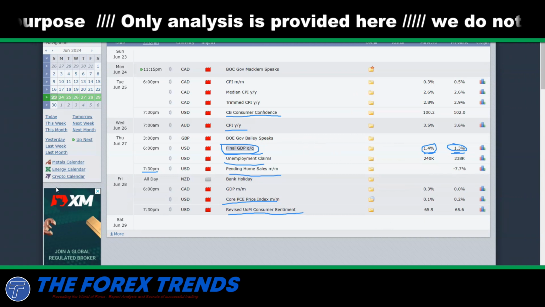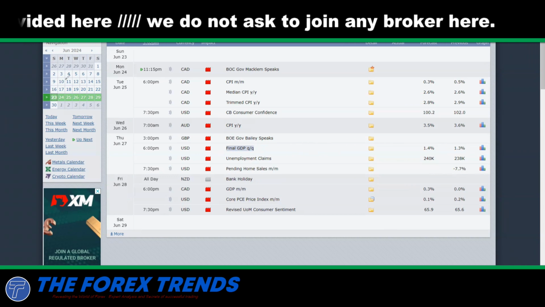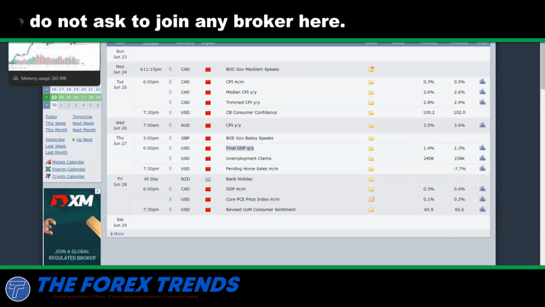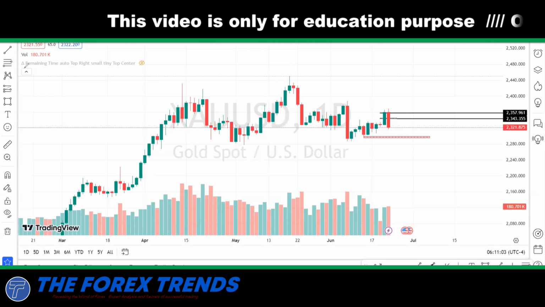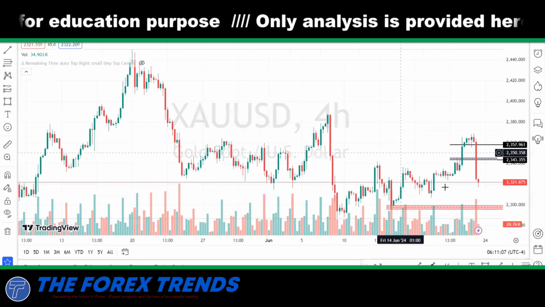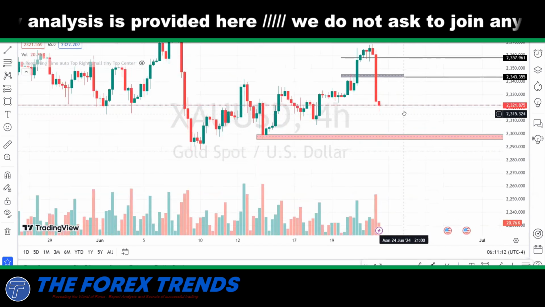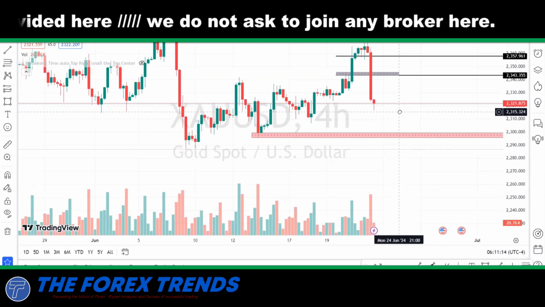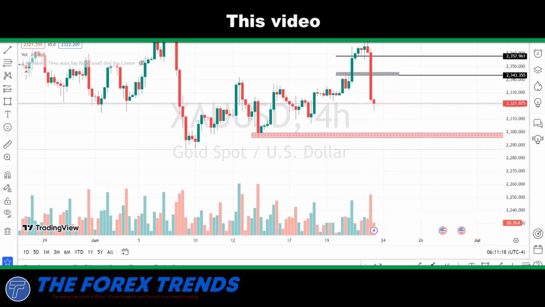So let's delete all the drawings. So let's start the session. Okay, let me start with the Fibonacci explanation. I will show you the utilization of Fibonacci in the Forex market.